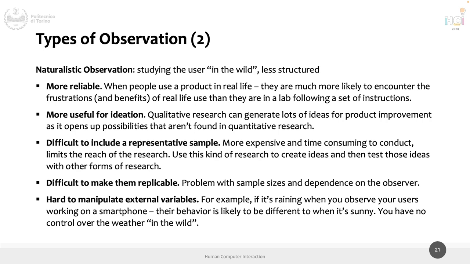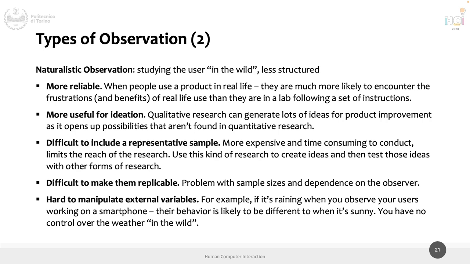And of course, you cannot manipulate external variables. You cannot manipulate rain. Rain is an external variable. You pick the weather that there is at that moment when you do the observation. And the best you can do is to wait for the rain to stop. But then will that person still be doing that activity the day after? Maybe yes, maybe not. It depends on the activity.